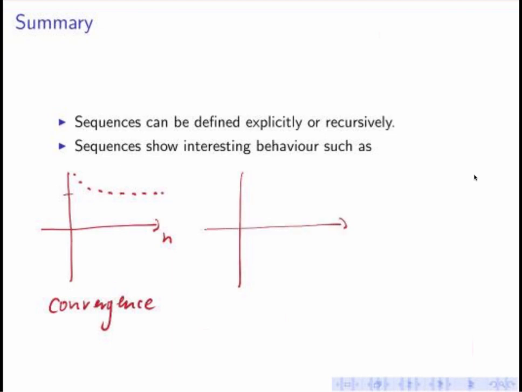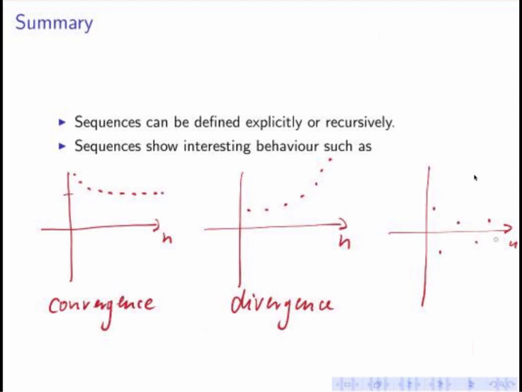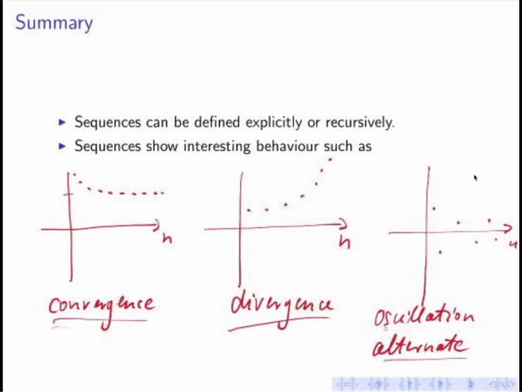We had another sequence which did the opposite. It started somewhere, but then became really, really big and did not seem to converge. And this is what we call divergence. And then we had another sequence which would jump around the x-axis. So it would oscillate, this is called oscillation, or in this case even alternate between plus or minus. And there might be more behaviors of sequences. So later we will study sequences in more detail and try to understand what is convergence, what is divergence, what is oscillation and alternation.